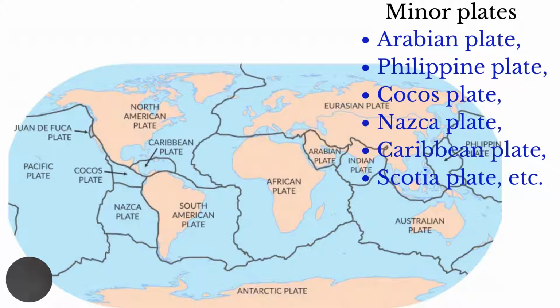The plates can be completely oceanic, or they may consist of oceanic as well as continental crust. Nazca Plate, for example, is an oceanic plate consisting of oceanic crust alone. The African plate consists of both oceanic crust and continental crust.